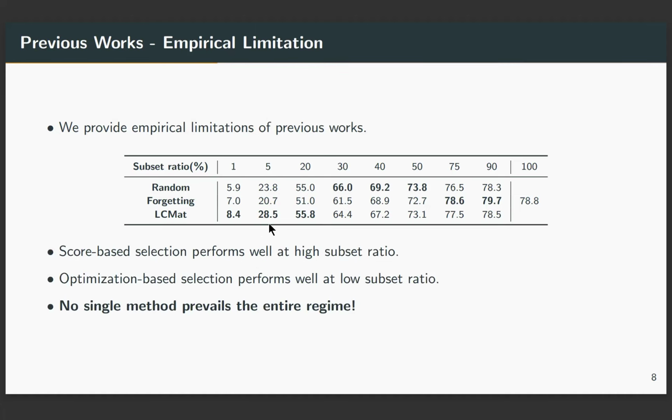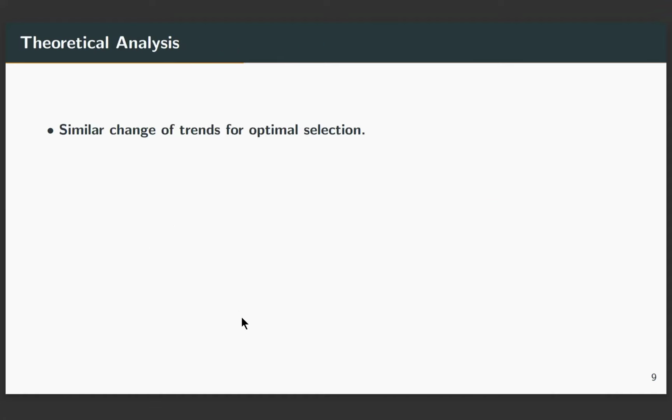However, we can observe that the most effective strategy varies depending on the subset ratio, and there is no single method that consistently outperforms across the entire range of subset ratios, from LCMAT to random and forgetting. So there is no single method that prevails over the entire regime of subset ratios.